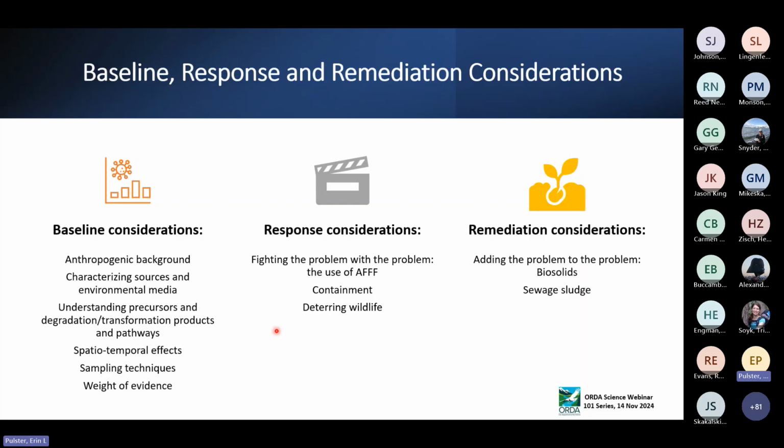Some of the remediation considerations: for instance, there are some old mines that they are trying to remediate, and they added biosolids to remove metals. Well, now we have another problem, because now we have metals and we have PFAS. So we need to consider the different mechanisms to remediate an area, taking into consideration the PFAS content of biosolids and sewage sludge that is sometimes used to help remediate.